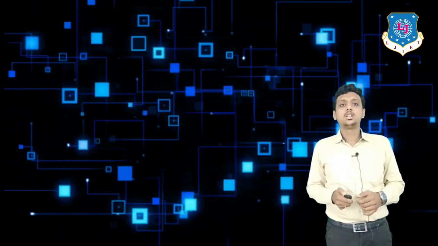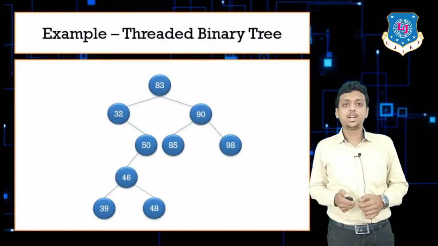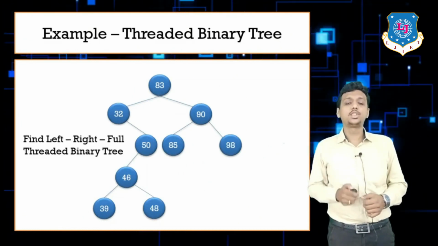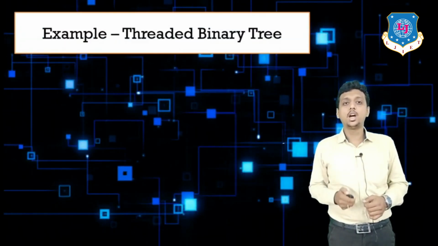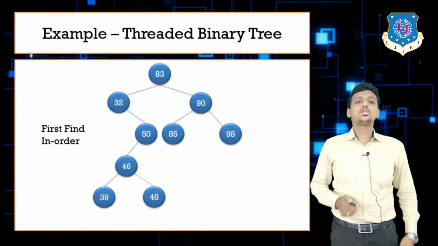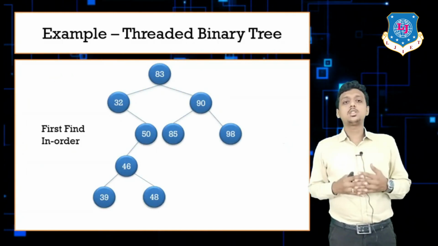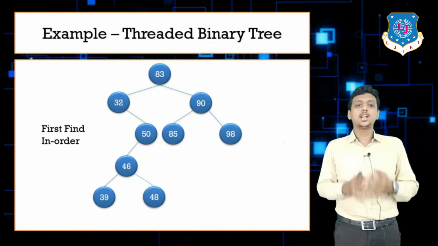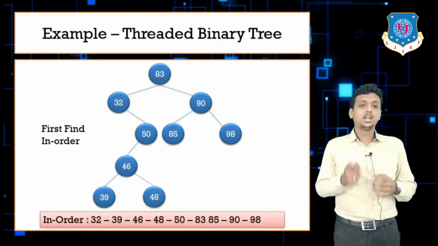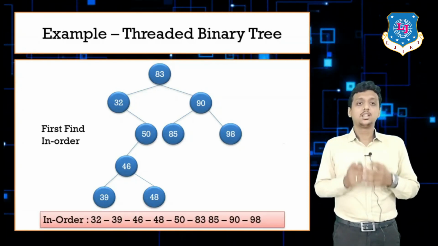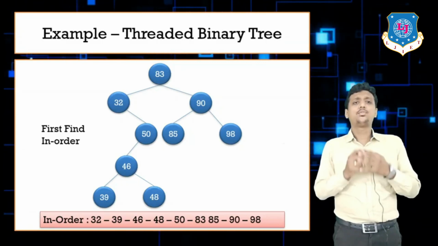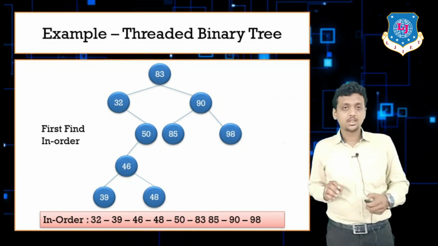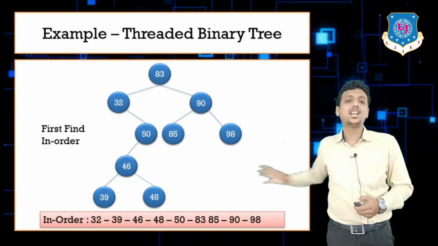Fine. Now, next we have an example of a threaded binary tree. Suppose in the exam you may be asked to write a left threaded, right threaded and full threaded binary tree. Then first you need to find the in order for this tree. Students, for a threaded binary tree you just need to find the first in order sequence. Here our in order sequence starts from 32. So it is 32, 39, 46, 48, 50, 83, 85, 90 and 98. From here we are checking our predecessor and successor nodes.